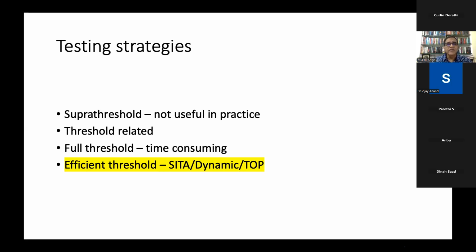So by default, as I already mentioned, you're going to do what is called SITA, the Swedish Interactive Threshold Algorithm. This is called efficient threshold testing. In SITA, we have SITA standard and we have SITA fast. I'll come to that in the next few slides. In the Octopus, we have what is called the dynamic strategy, and we also have tendency-oriented perimetry. The TOP program of the Octopus is the equivalent of SITA fast. The dynamic program of the Octopus is the equivalent of SITA standard. Basically a similar type, and the outcomes are going to be the same.